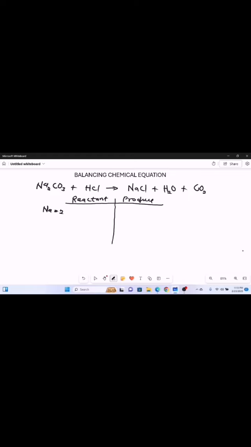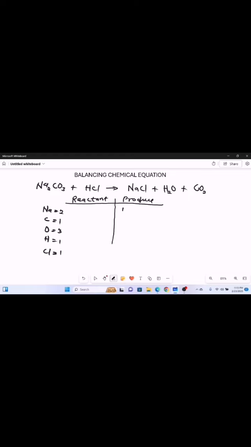I have carbon, and for carbon I just have 1 mole. I have oxygen. For oxygen I have 3 moles. I have hydrogen. For hydrogen I have just 1 mole, and I also have chlorine. For chlorine I also have just 1 mole. Now let's pick out all these elements again on the product.